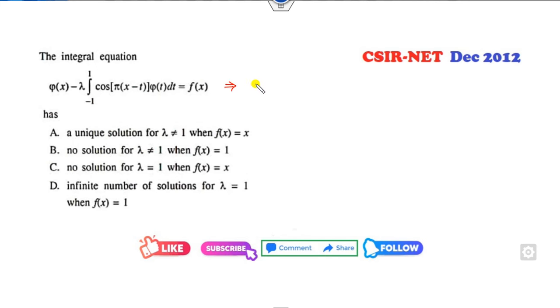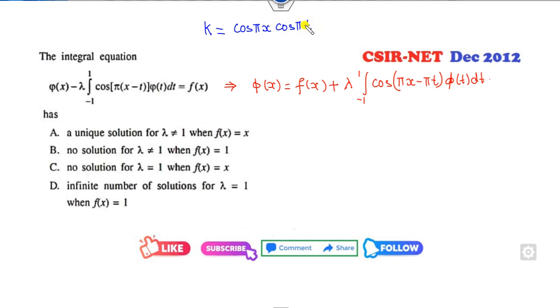Okay, look at this another one. I can write this firstly in simplified form. Phi of x is f of x plus lambda, integral from minus 1 to 1 of cos of pi x minus pi t, phi of t dt. So can you write the kernel? This is cos pi x cos pi t plus sin pi x sin pi t. Then unique solution, no solution and so on. So can you write the eigenvalues? Limits are from minus 1 to plus 1.